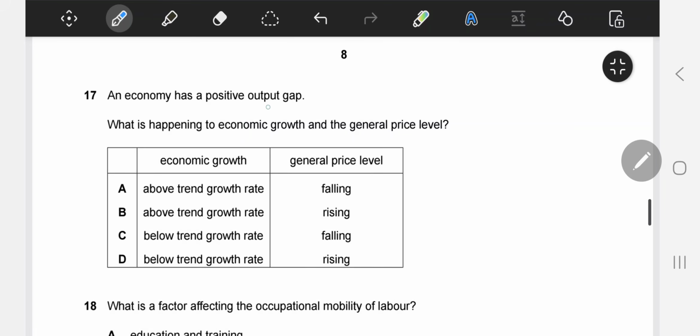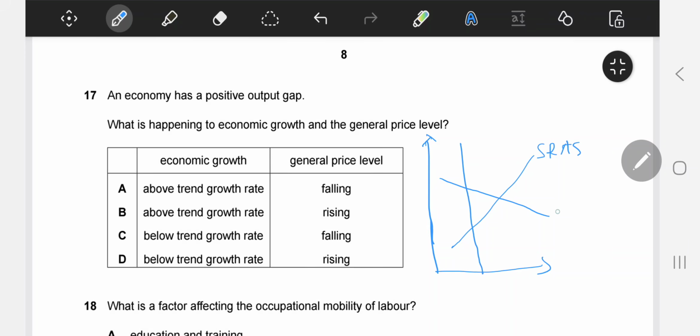An economy has a positive output gap. A positive output gap is basically when the economy is producing beyond, so this is your SRAS, this is your AD, this is your long run aggregate supply. So it's producing beyond the, so it's actually stretching resources. This one is also called an inflationary gap, meaning the prices will be increasing.